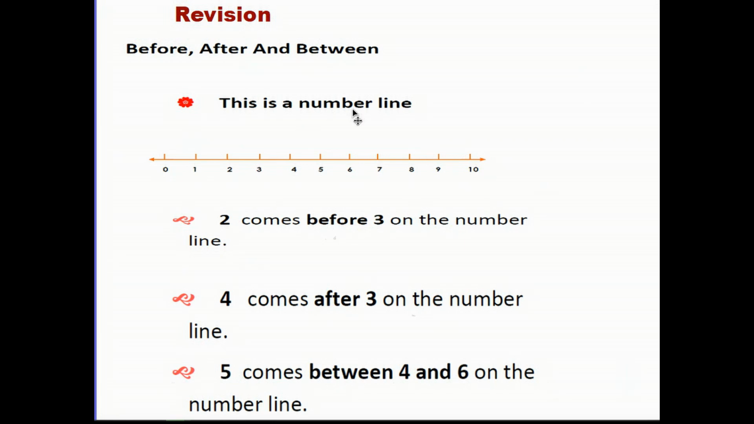So before we start, let's revise what we have discussed last time. Previously, as you remember, we have discussed what number comes before, what number comes after, in between, and using what? A number line. Say for example, this is a number line. On this number line, 2 comes before 3, and 4 comes after 3, and 5 comes between 4 and 6. So this is what we have seen last time. Order of numbers, or arranging numbers with their order.